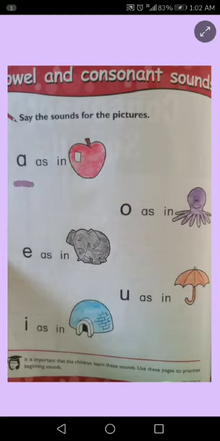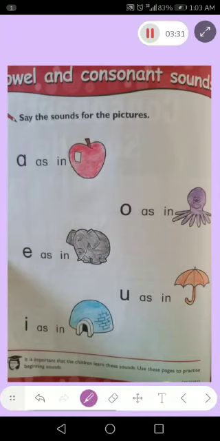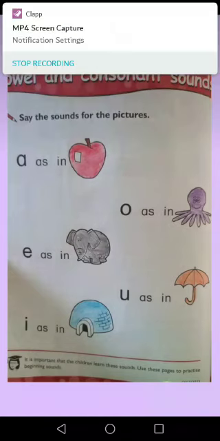A, apple. E, elephant. I, igloo. O, octopus. U, umbrella. You have to color these pictures and revise all these sounds.